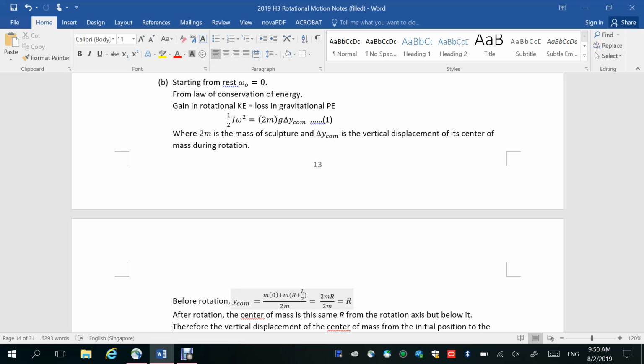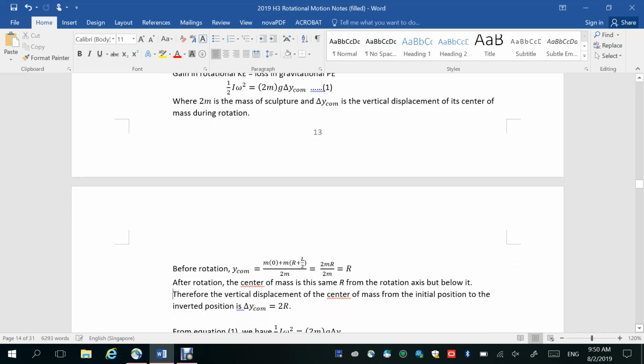From the axis to the center of mass of the hook, the distance is 0, so you have m times 0, plus the mass of the rod, m, times the distance from the axis to its center of mass, which is r plus L over 2. Then you divide by the total mass, which is 2m. Therefore, the center of mass is at r. That is before the rotation.